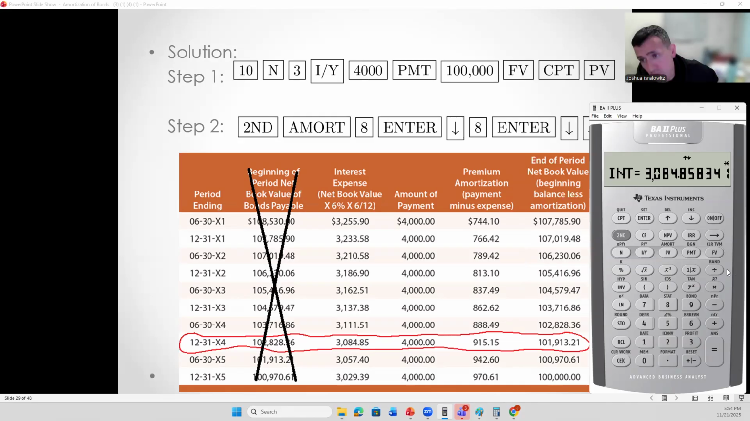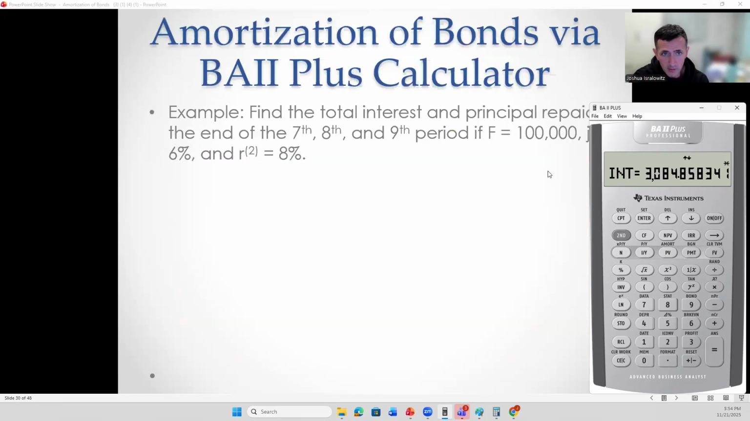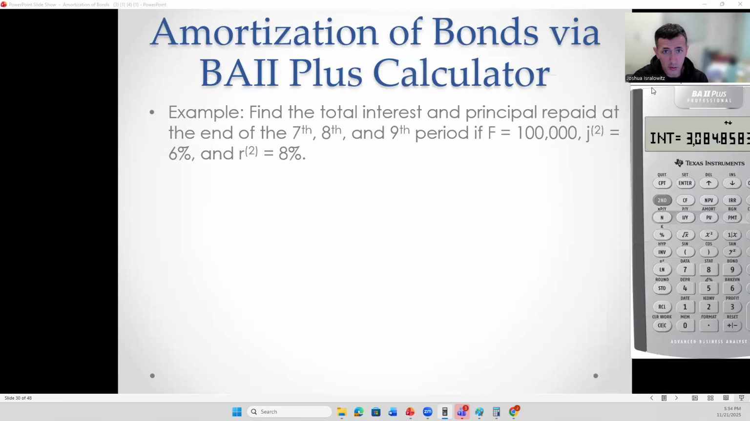And this actually works for loans too, not just bonds. So that's kind of neat. You could have done this to get amortization table information. Okay, so this is actually kind of neat. What you could do is find the total interest inclusive and total principal paid at the end of certain periods. So between the 7th and 9th period, let's get the total interest and principal.